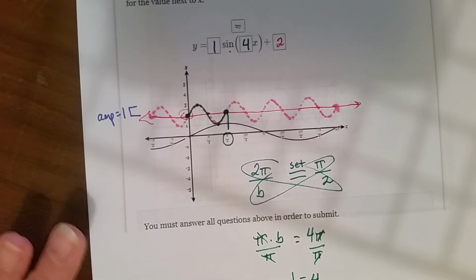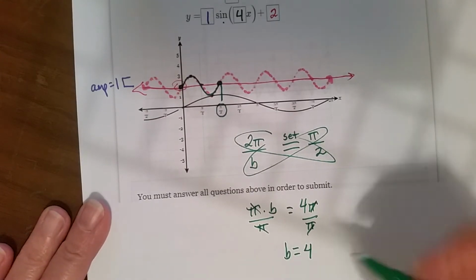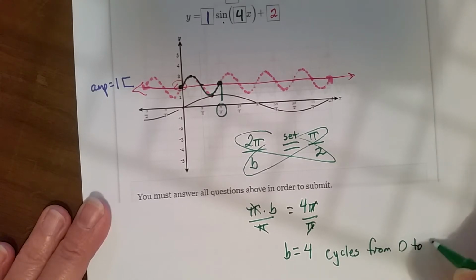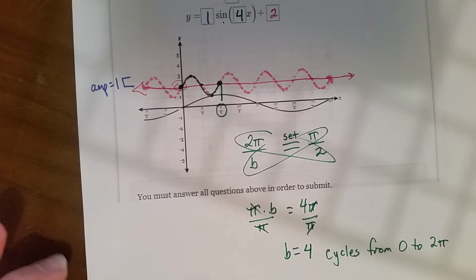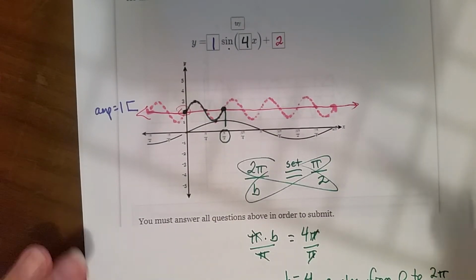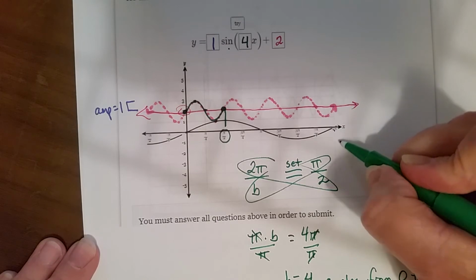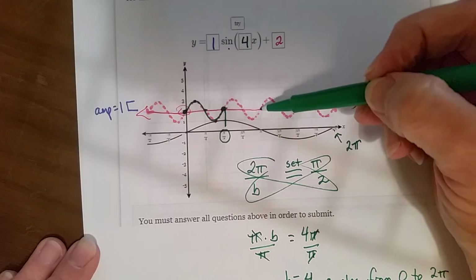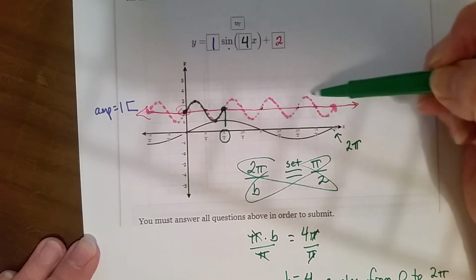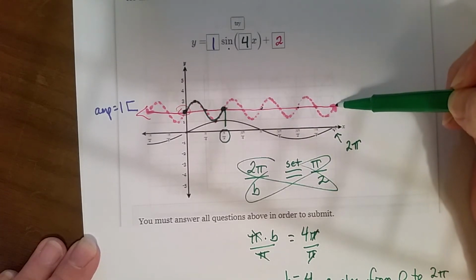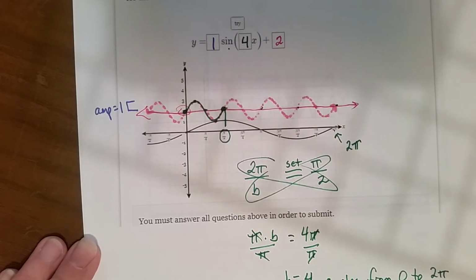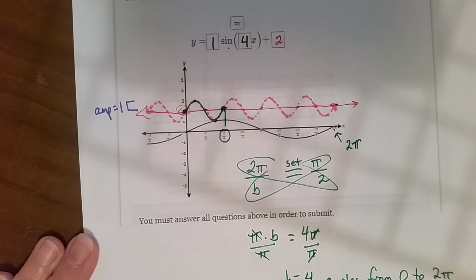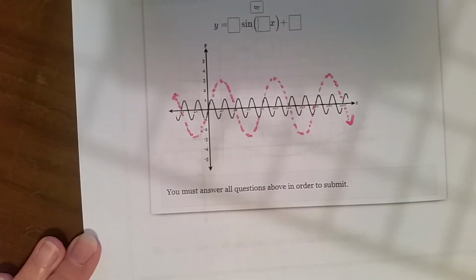And if we take a look at our graph, now that we got b equals 4, that means there's 4 cycles from 0 to 2 pi. And let's just look and see. Well, 2 pi is right here. Here's 2 pi. So here's 1, 2, 3, 4. And in fact, there are 4 cycles from 0 to 2 pi. So 4 is the correct answer. Okay, we're going to do a few more of these. I really want you to get it down pat.